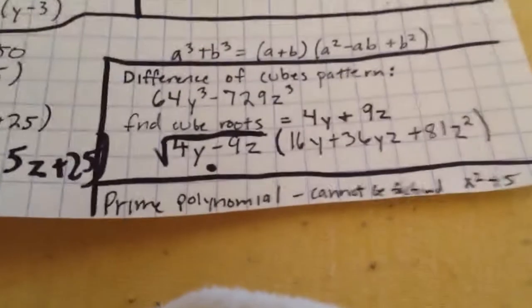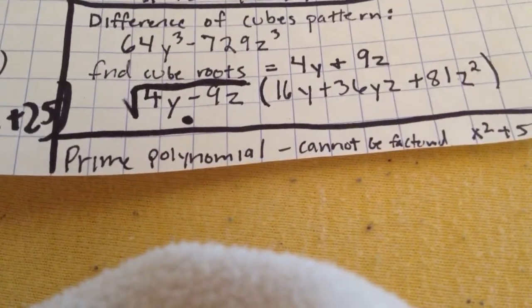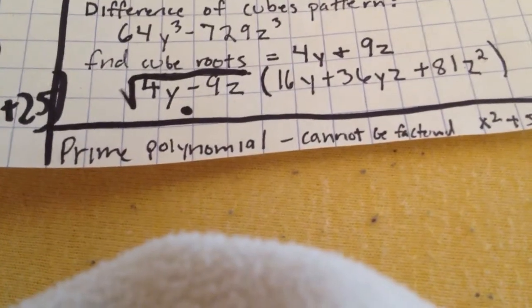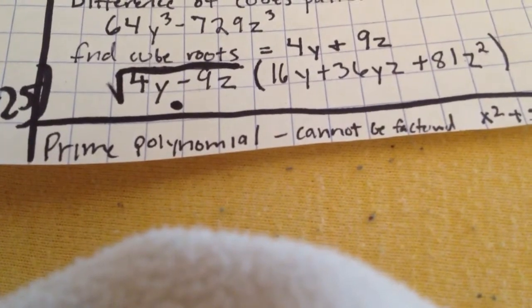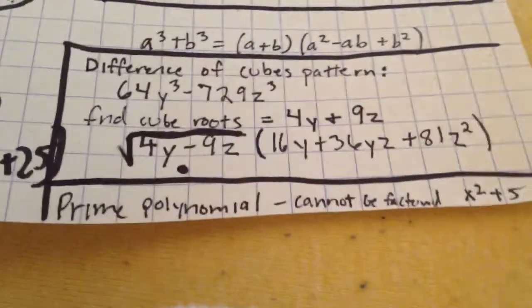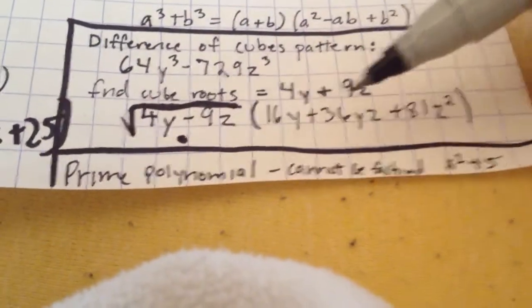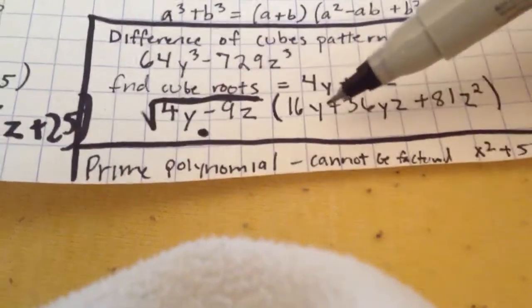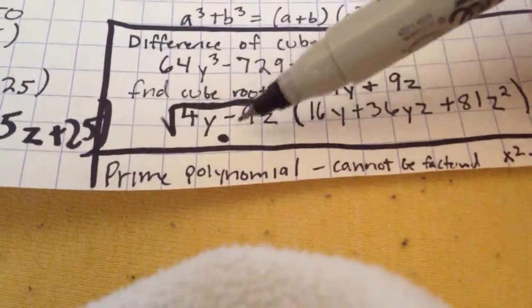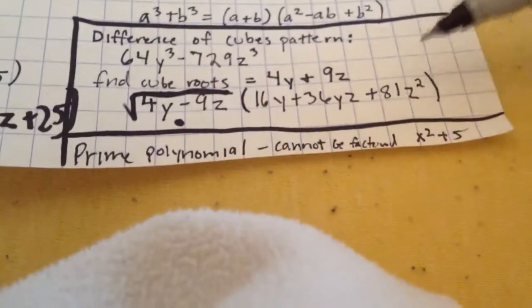And then over here it's basically the same thing, you're just subtracting. So you're going to find the cube root of 64y cubed, which is 4y, and the cube root of negative 729z cubed, which is 9z. And all you're going to do is write that out and then square it to get your other trinomial. So 4y squared is 16y squared, and then these two multiplied together is the middle term, but it's going to have a positive sign because they have to be opposite. And then this is just the last one squared as well, which is 81z squared.